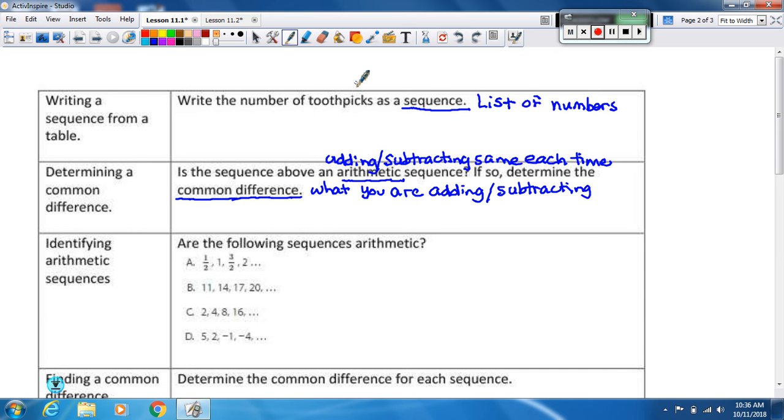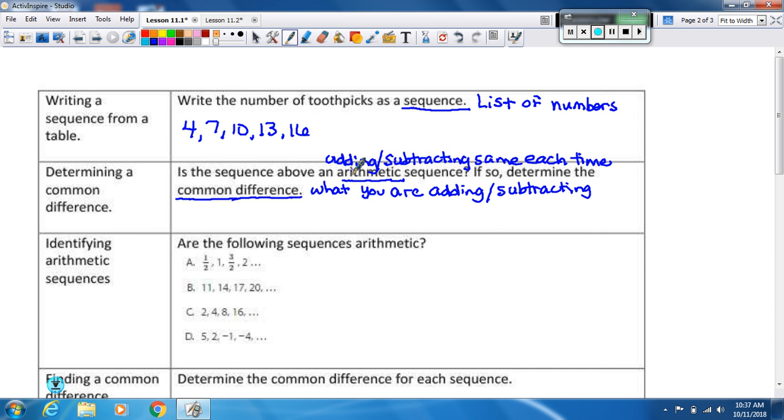Okay, write the number of toothpicks as a sequence. A sequence is just a list of numbers. So basically they're asking you to take your previous answer and just write it as a list of numbers. 4, 7, 10, 13, and 16.